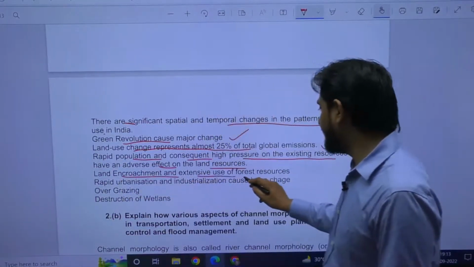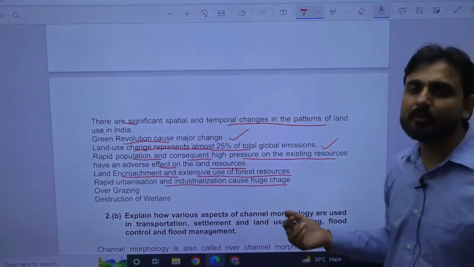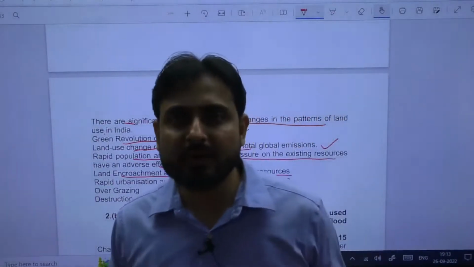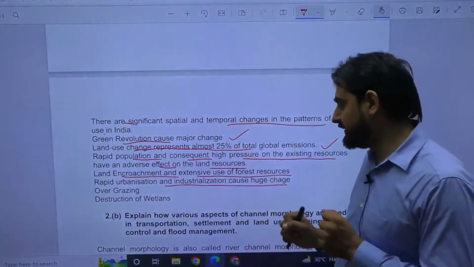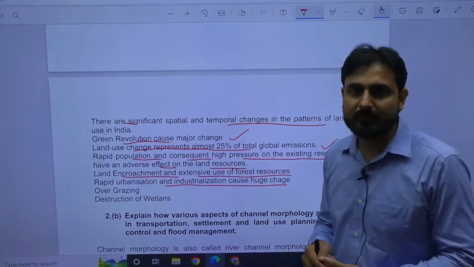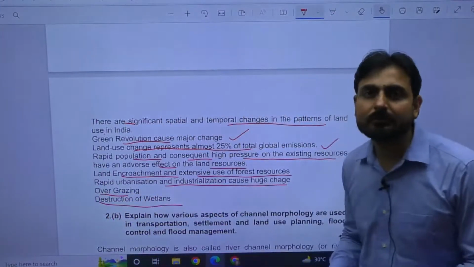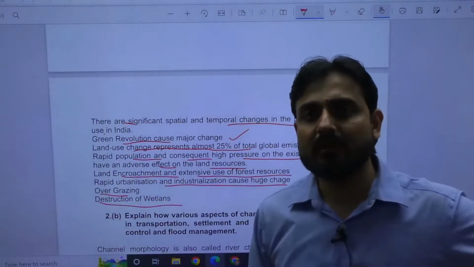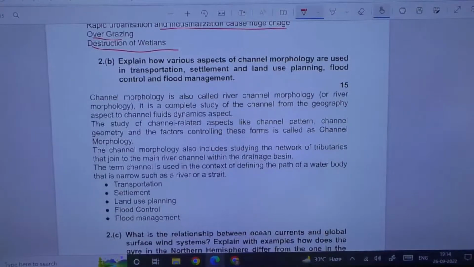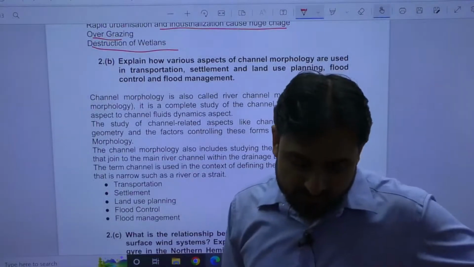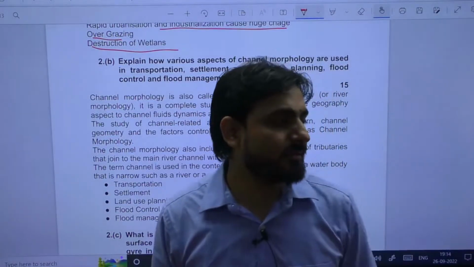Land encroachment and excessive use of forest resources, then rapid urbanization and industrialization, have caused huge change, with the development of more and more concrete jungle rather than tree-related or vegetation-based forest. We are developing the concrete forest. Overgrazing, destruction and cultivation of wasteland or wetland, which generally work as the kidney of the earth, are necessary for sustainable development and for purification of the environment, etc.